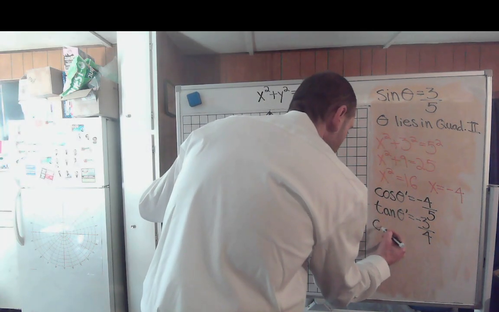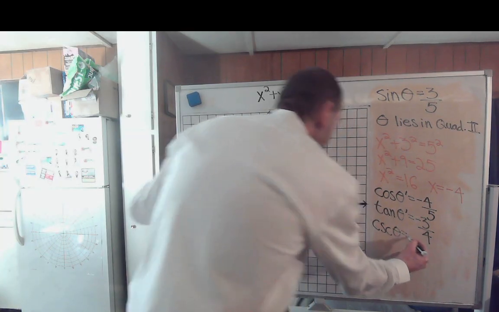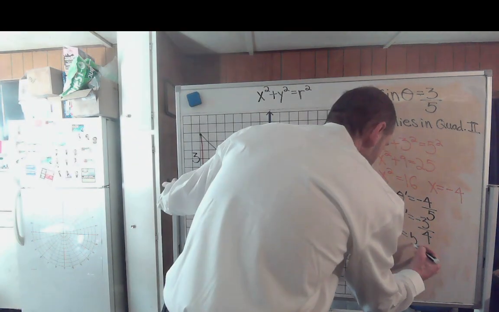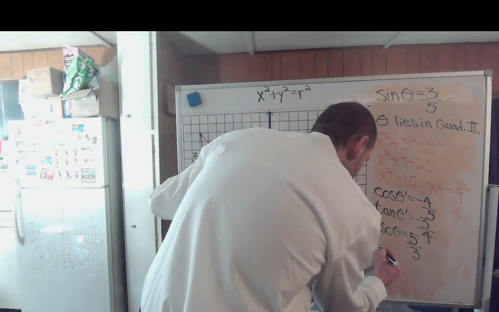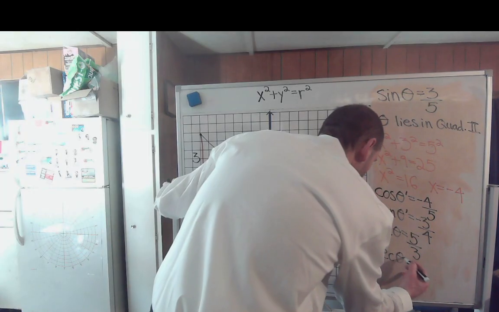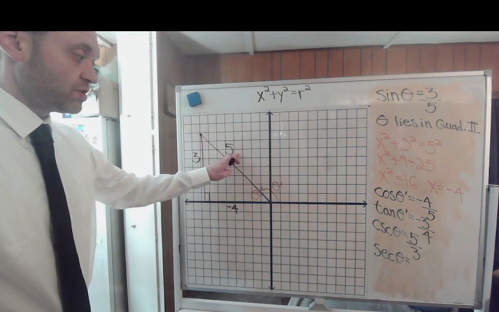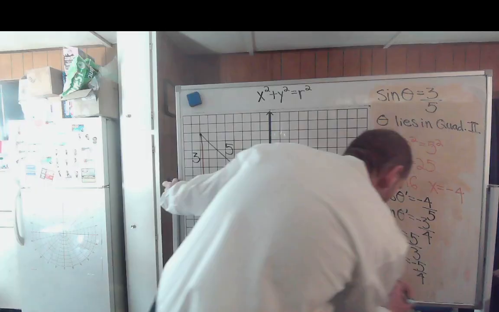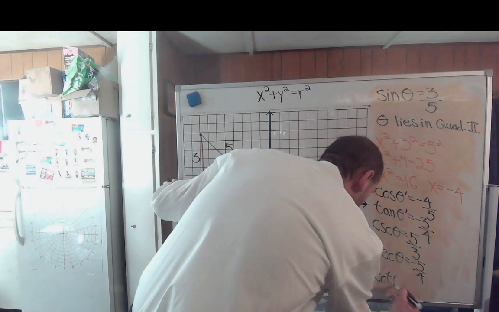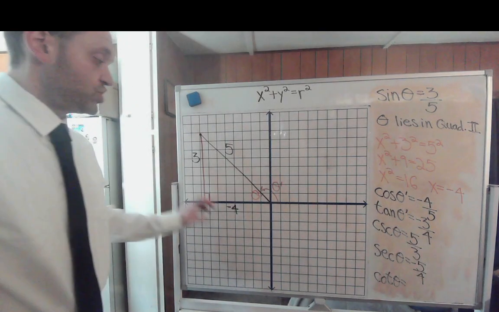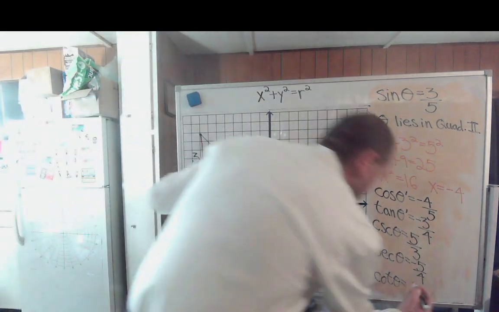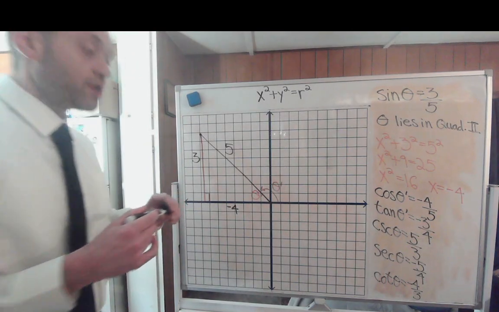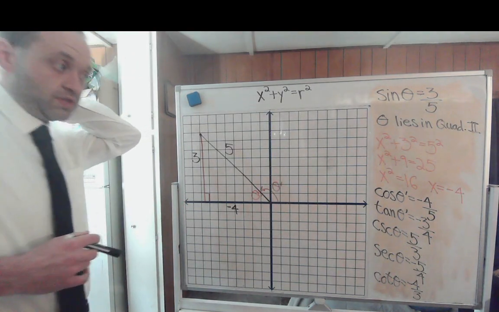Alright, let's find the cosecant of theta. That's the hypotenuse over the opposite, so that would be +5/3. Let's find the secant of theta. Well, that's going to be hypotenuse over adjacent, so you would end up getting -5/4. And then we can find the cotangent of theta, which would be adjacent over opposite. You would end up getting -4/3 for your cotangent. So there are your other 5 trig functions based on the given information.